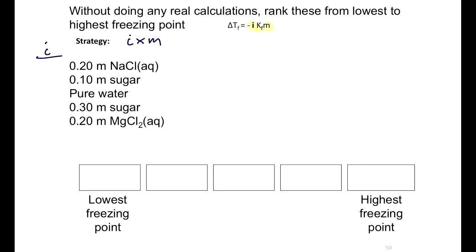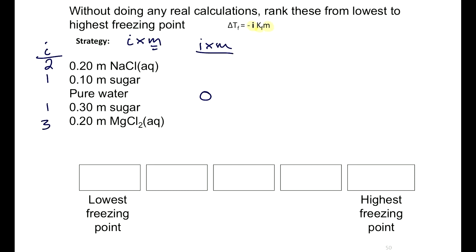Okay, NaCl, how many particles do we get? 2. Sugar, 1. Pure water, so this is going to have a molality of 0, okay, because it's not a mixture. So we can just go ahead and say the I times M for pure water is 0, right? There's no freezing point depression for water because it is pure water. All right, back to sugar is 1, and then magnesium chloride is 3, yes. Right, so we got I.